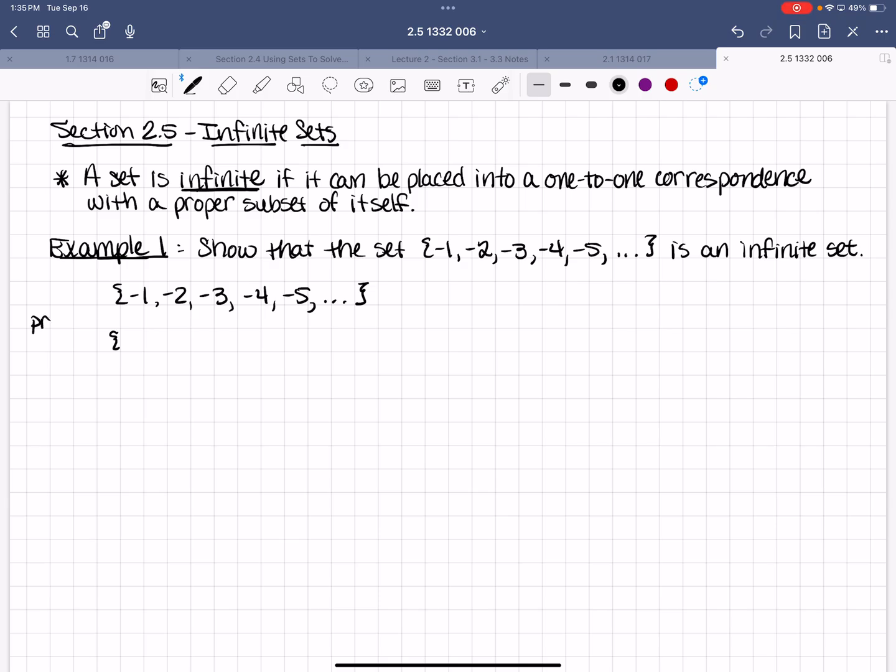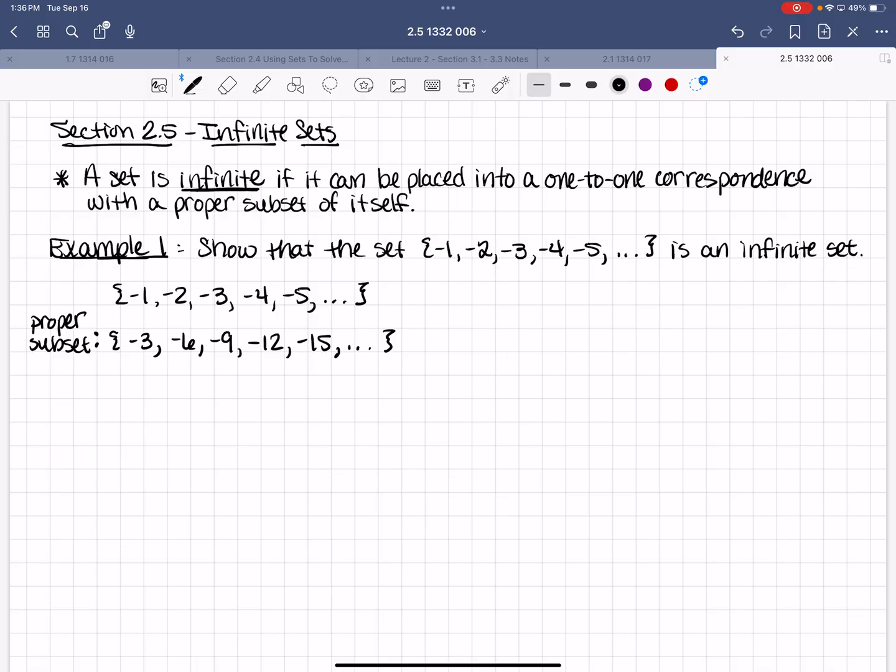Okay, so I'm going to say proper subset. Okay, so -1 times 3, what does that give me? -3. Good. -2 times 3, what does that give me? -6. Yep. And then -3 times 3. -9. Yep. Then -12. Then -15, right? And it keeps going.